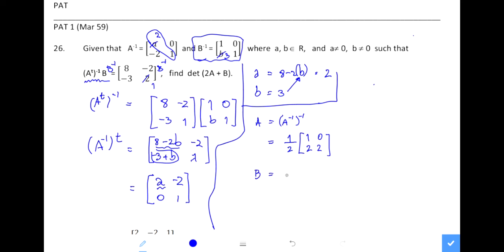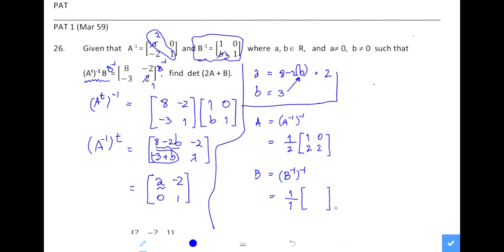If you want to get B, it will be the same thing like A. I just have to do B inverse twice, and it comes back to be B again. So let's do it. 1 over the det, right? The det is cross down minus cross up. So down is 1, up is 0. My det is 1. Okay.